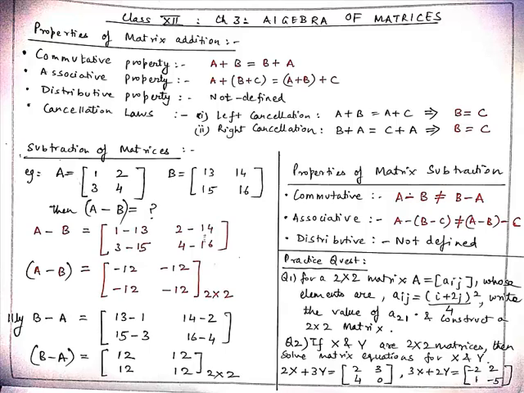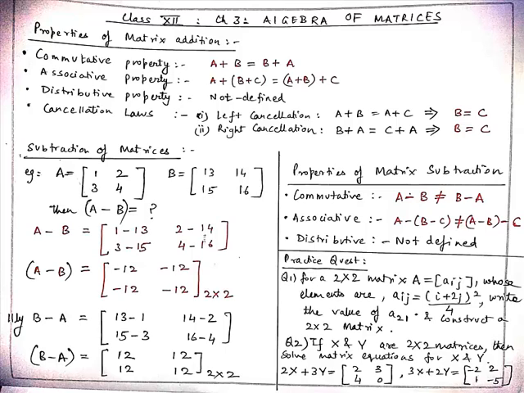In left cancellation, suppose A plus B is equal to A plus C. Now from here, A and A will cancel out and we get B is equal to C. Similarly, right cancellation, in which B plus A is equal to C plus A. So here, A and A will cancel out and we get B is equal to C. And now our second operation is subtraction of matrices.